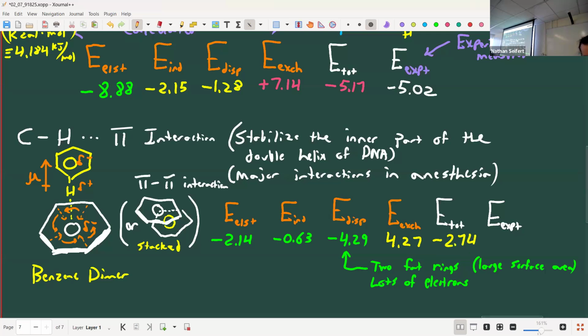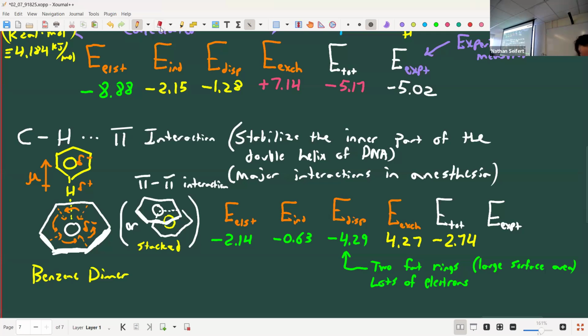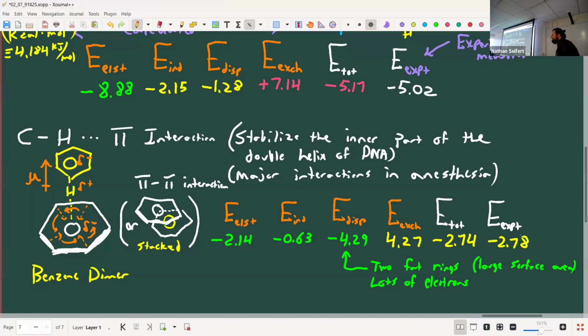Right, it's about half the strength of water dimer, but it agrees very, very nicely with experiment, which is only off by a couple hundredths of a kcal.